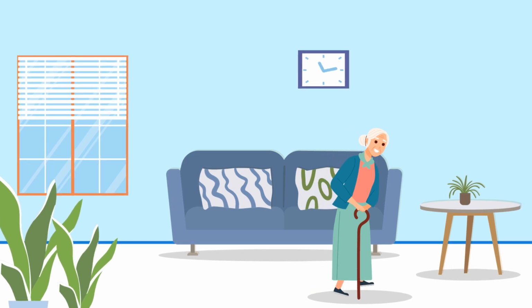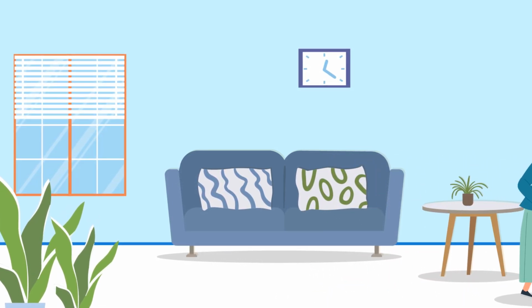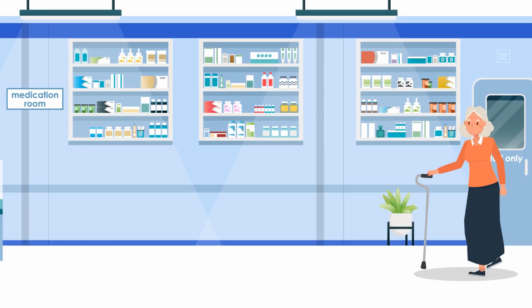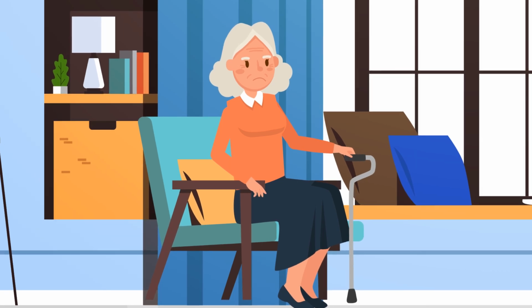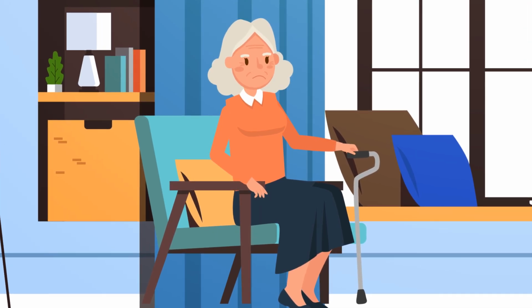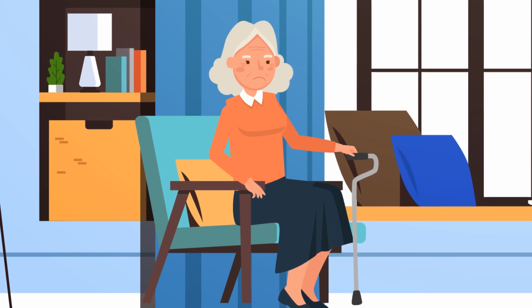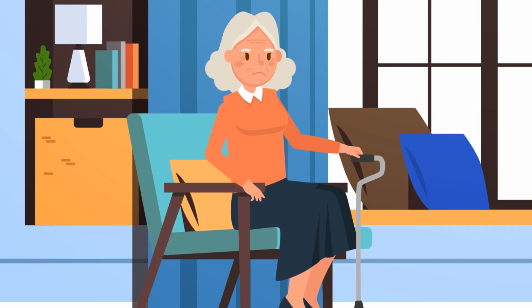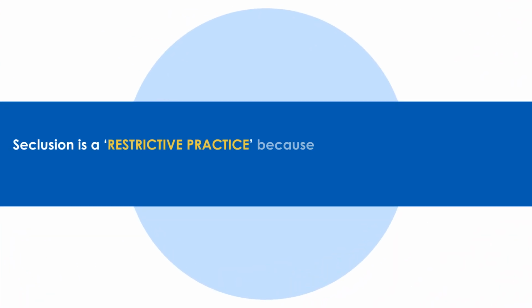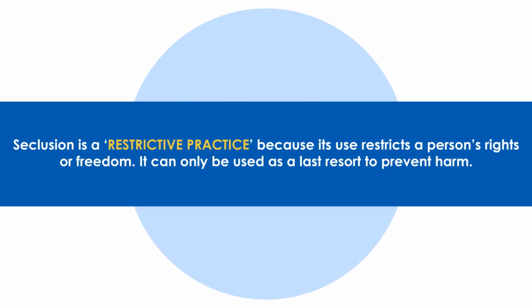In Australia, an aged care resident generally has the right to move around their aged care facility freely, except where there may be a risk of harm to the resident or others. If a resident is left on their own in any area of the facility where they cannot exit, or it is implied that they cannot exit, and this is done for the primary purpose of influencing a resident's behaviour, it is known as seclusion. Seclusion is a restrictive practice because its use restricts a person's rights or freedom. It can only be used as a last resort to prevent harm.